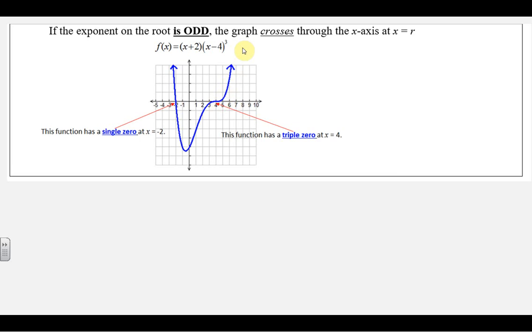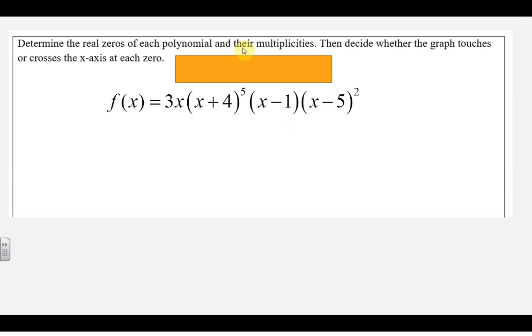Okay. All right, so determine the real zeros of each polynomial and their multiplicity. You literally just solve each one by setting it equal to 0, and then the exponent is the multiplicity. So here we have x equals 0, x equals -4, x equals 1, x equals 5. This should be no problem for anyone, because remember, you set them each equal to 0 and solve it. Your multiplicities are your exponents. Don't forget, if there's not an exponent there, that's an implied 1.